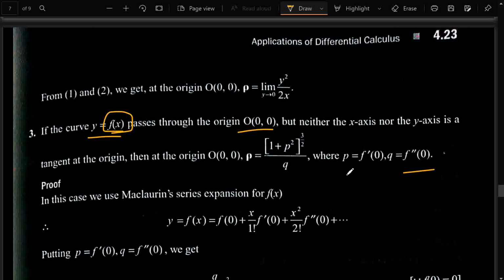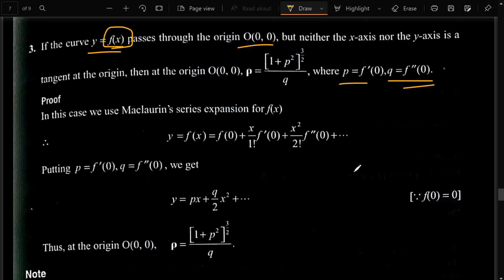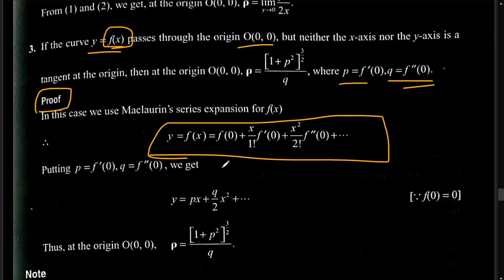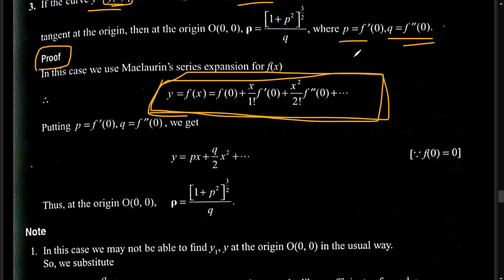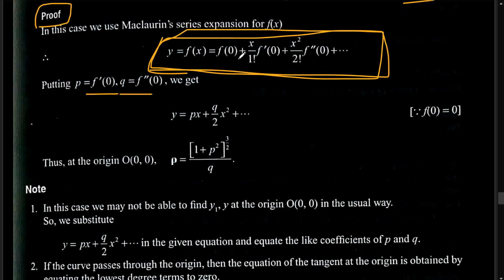Similarly, for the second derivative, p is the first derivative, so p is f dash of 0, and q is f double dash of 0. For this, the proof is somewhat important, unlike the others, because we need this equation which is present in the proof. So y is equal to f of x is equal to f of 0 plus x by 1 factorial f dash of 0 plus x square by 2 factorial f double dash of 0, and it goes on. You just remember this formula which we are going to use in the upcoming problems. From this, p is f dash of 0 and q is f double dash of 0, so just replace it with p and q.